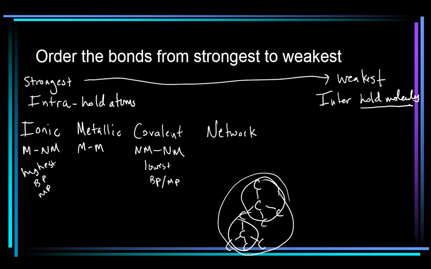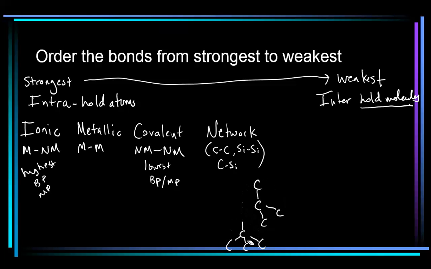So what is it? Is it an intermolecular bond? Yes. Is it an intramolecular bond? Yes. It is both. Network is both. But we don't deal with network a lot because examples of network are carbon-to-carbon bonds or silicon-to-silicon bonds or carbon-to-silicon bonds. Carbon and silicon can form four very stable bonds, so they're the only ones that can actually do this.